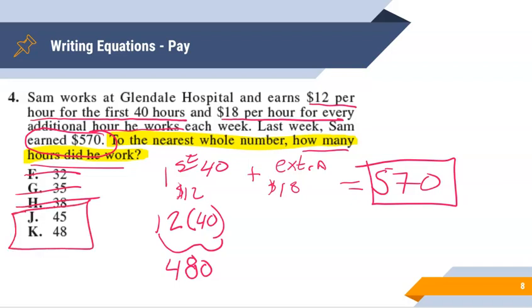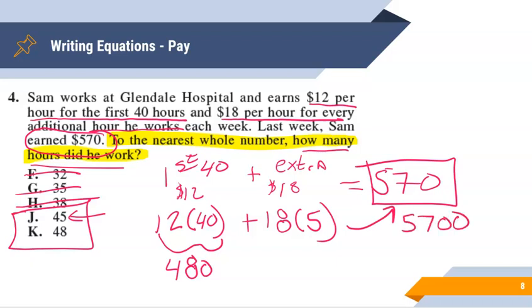Well, let's guess that he worked a total of 45 hours, which means he would have worked 5 hours extra. Well, when we do the math, it does wind up to be 570. So our answer is J, 45 hours. Again, use the answers to help you figure out what to do. Okay, the next question is yours.